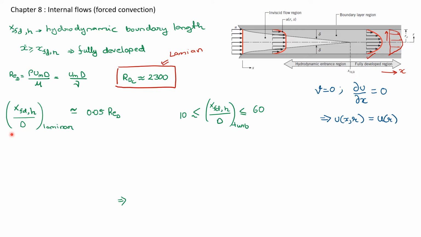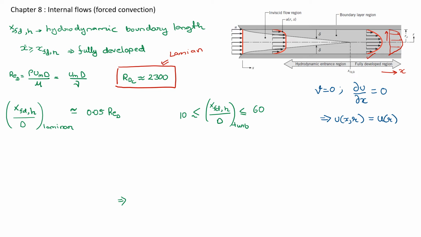So there are a few empirical relations that you must know. The first one is, if you have a laminar flow, you can calculate your hydrodynamic boundary length, or the location where your flow will be fully developed, by this relation here. So your x by d for a laminar flow is nearly equal to 0.05 times the Reynolds number for that particular diameter.